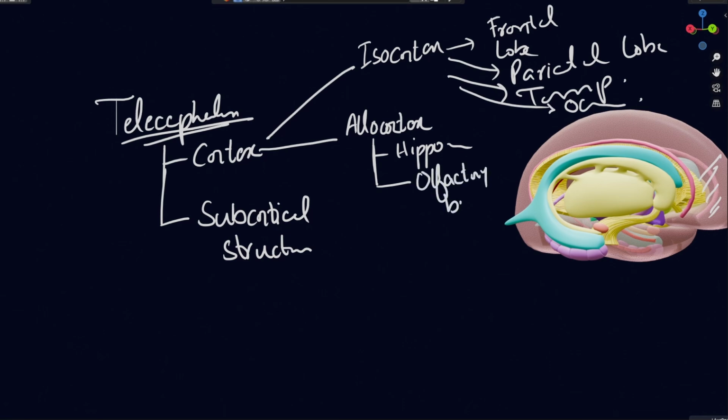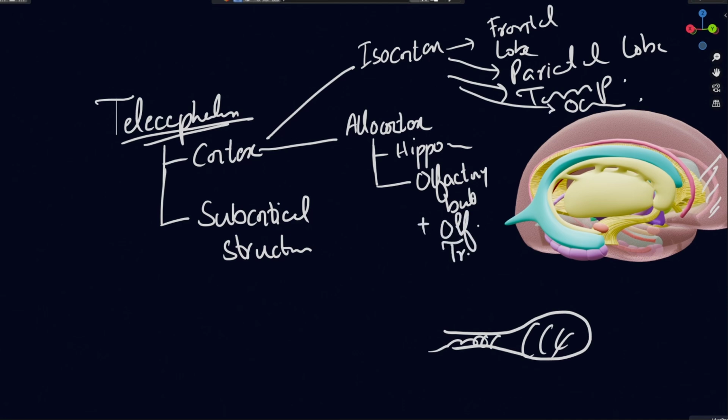Olfactory bulb is this distal end, which I have told you is thickened, and its proximal end, which is attached to the brain, is the olfactory tract. So olfactory bulb plus olfactory tract. You see, only two cranial nerves develop directly from the brain, so much so that these are not truly considered cranial nerves. These are considered as extensions of the brain. So these two cranial nerves are the first and second cranial nerves.